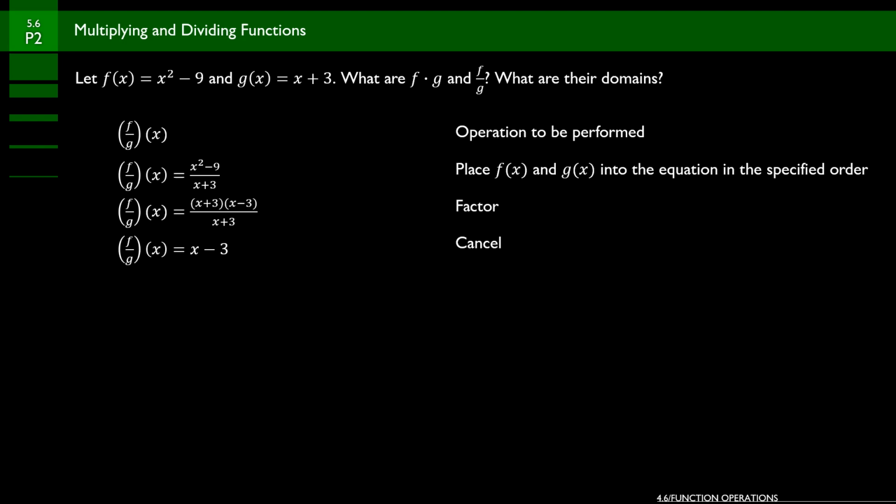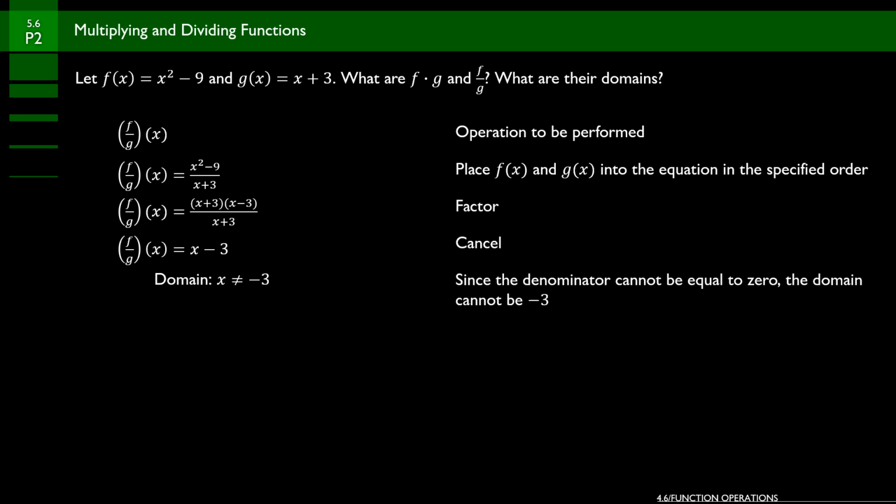Our only concern is that denominator. We need the denominator to not be 0. So what's the only value of x that makes that denominator 0? It's going to be negative 3. So that means that the only restriction on our domain is x cannot be negative 3.